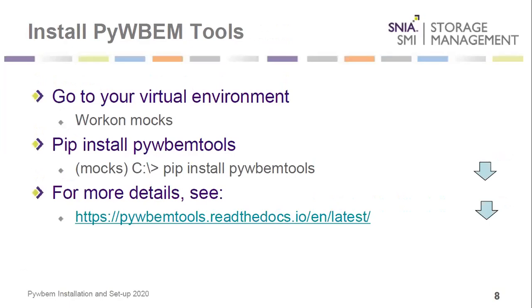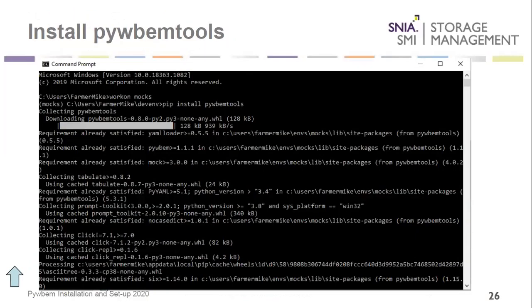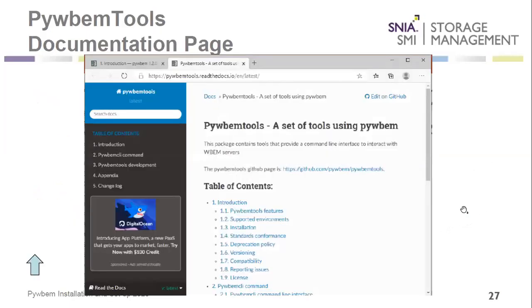The next thing you're going to want to do is install pywbem tools. Pywbem tools is where the pywbem CLI is. So again, you go back, work on Mocks, and pip install pywbem tools. And you get another bunch of messages on what gets installed, and this goes on for a couple of pages, but we won't deal with those details. And finally, you want to get the docs for pywbem tools, because this will tell you the commands you can issue from the pywbem CLI, among other things. And when you go to that page, you'll go to this document that gives you the latest documentation on the tools.